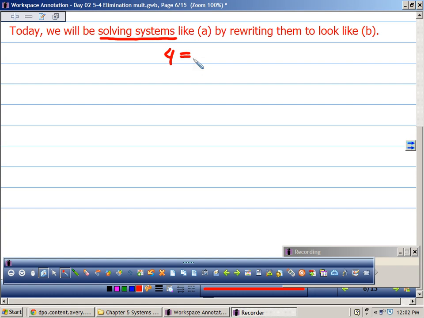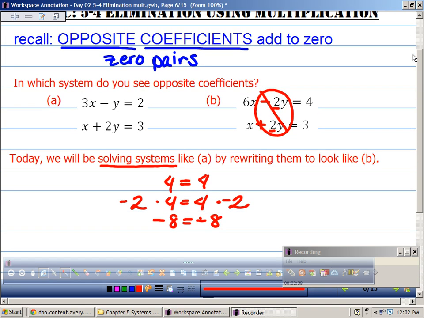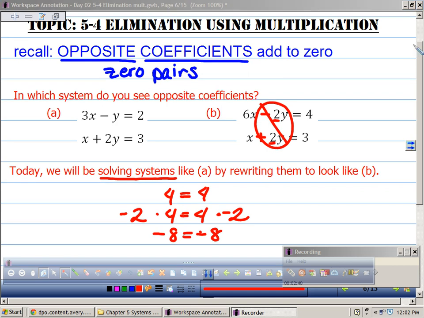So let's talk about what's 4 equals 4. What if I took 4 and multiplied both sides by 2? What would I get? 8. Does 8 equal 8? What if I multiplied both sides of the equation by negative 2? I would get negative 8. So that being said, what could I do to make A look more like B?